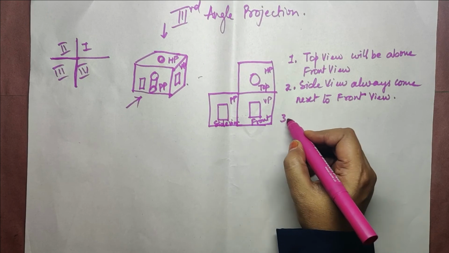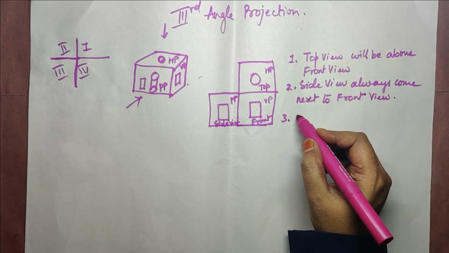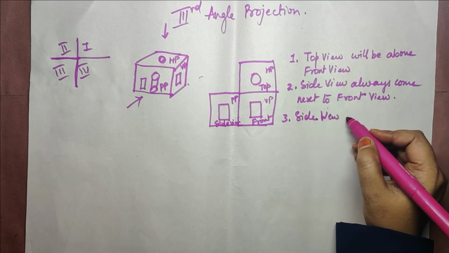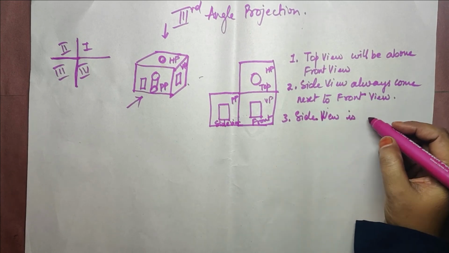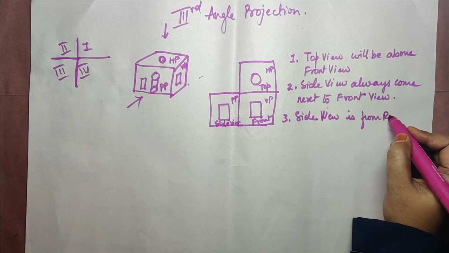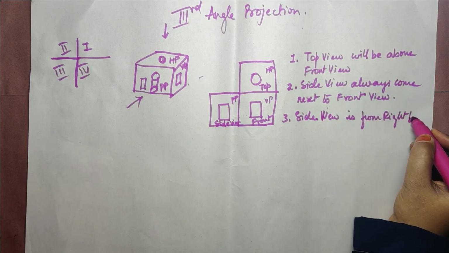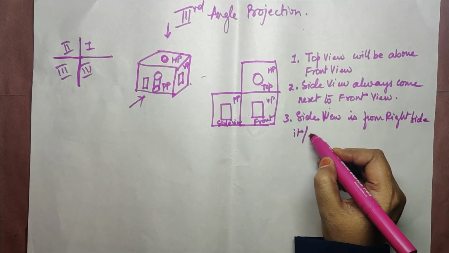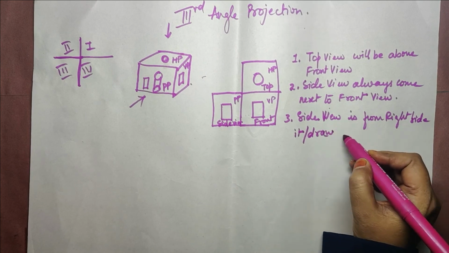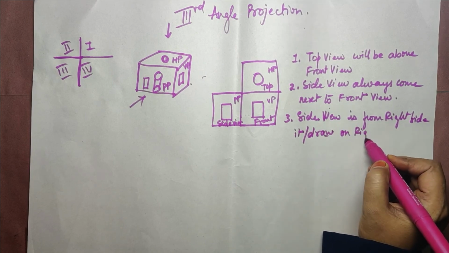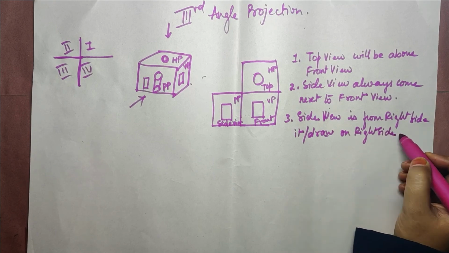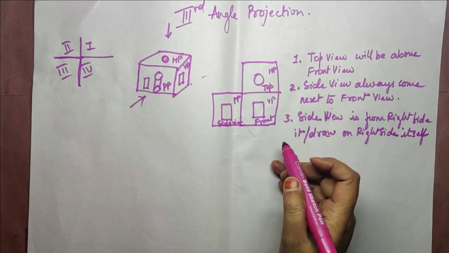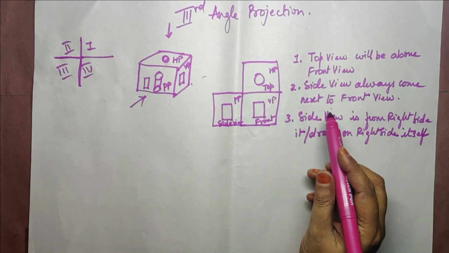Okay. Now the third point. If the side view is given from the right side, it will be drawn on the right side itself. Okay. Now these are the three important points.